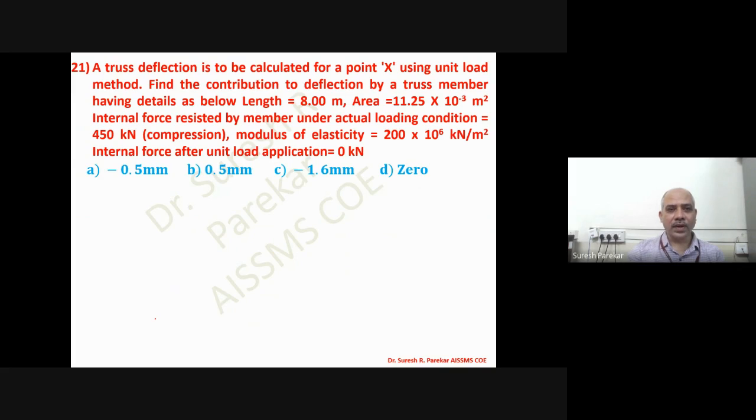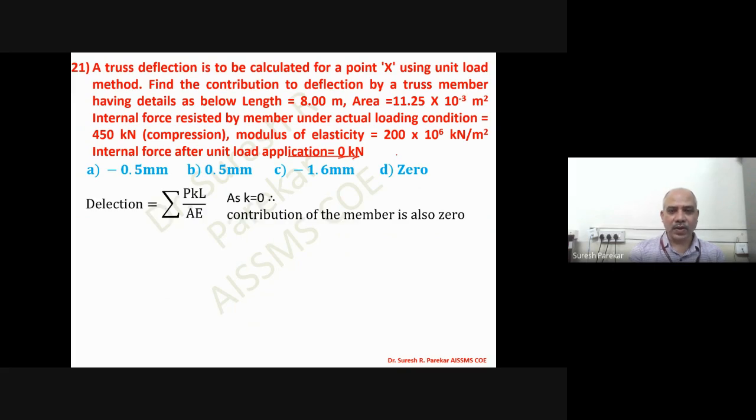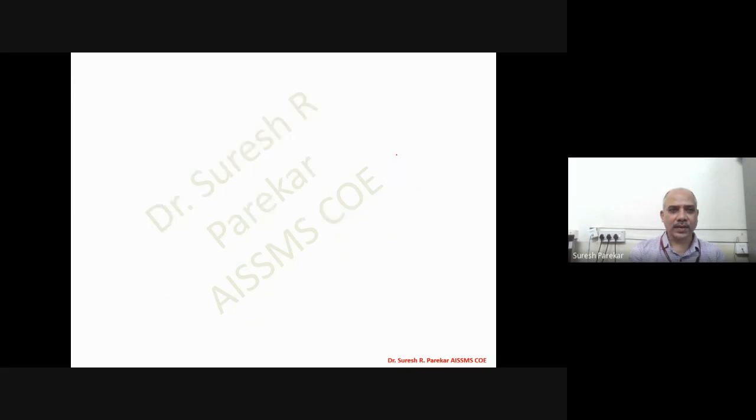We have to go for deflection and different values. The value of P is given. So P is 450, K is given as 0. And as K is given 0, we have summation PKL upon AE. So for this member we have K 0, so the value of PKL upon AE becomes 0. So we have contribution 0, D answer.